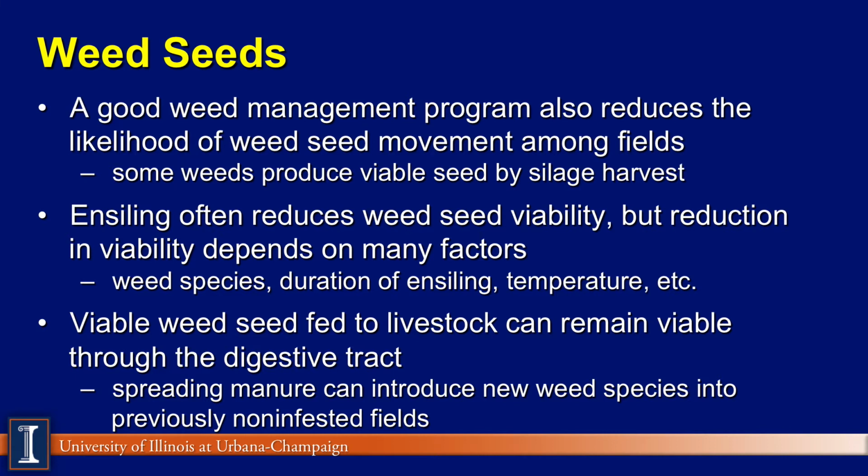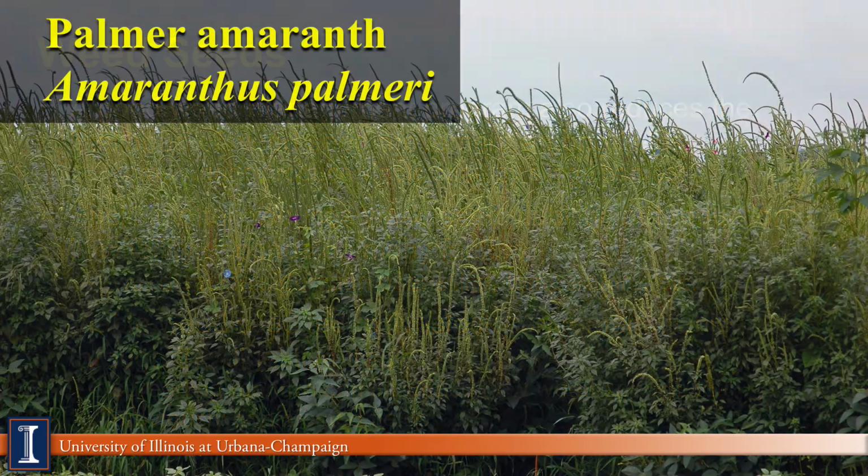Now, sometimes viable weed seed that is fed to livestock can also remain viable through the digestive tract of the animal. And these seeds then are deposited in the manure, and if the manure is spread across a field where this species has not been known to exist before, this can be a way that we actually introduce weeds into fields previously non-infested.